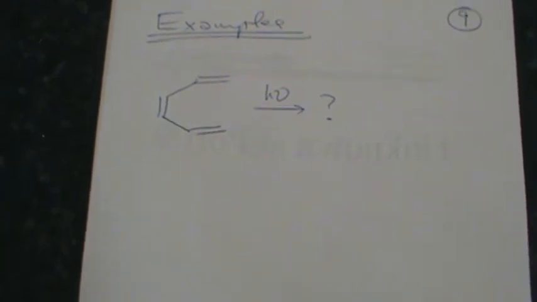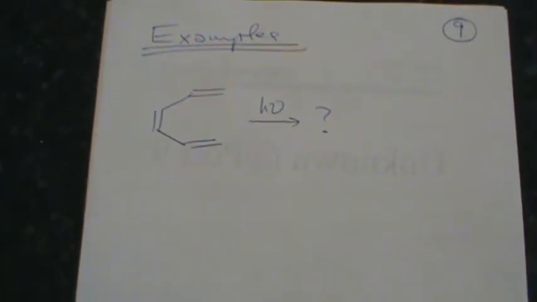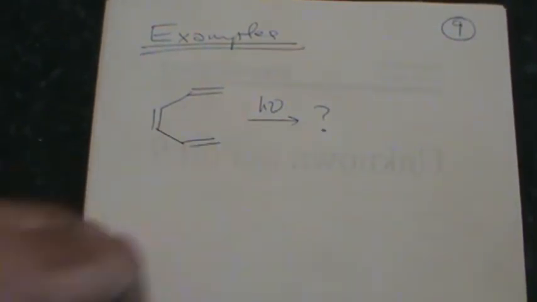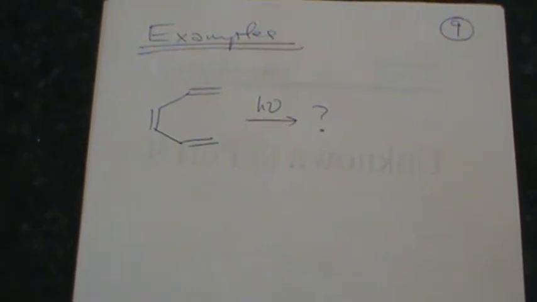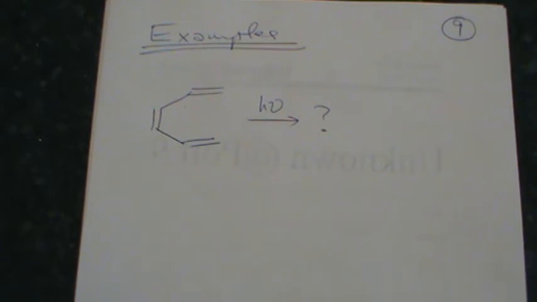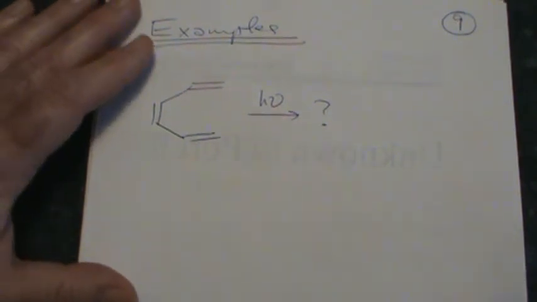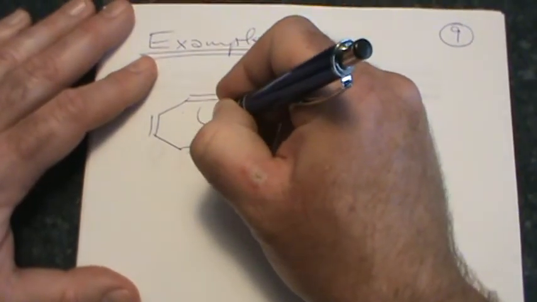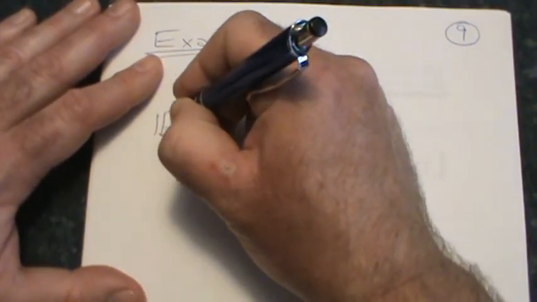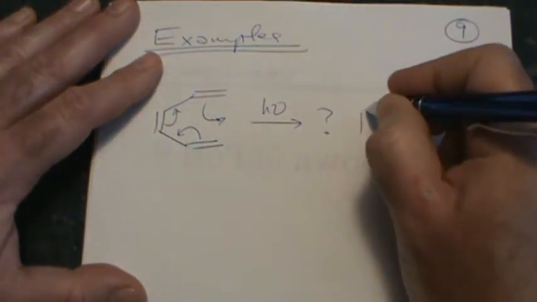So let's just look at an example. Here I have a hexatriene, which I'm now treating under photochemical reaction conditions. And the question is, what would the product look like? And is the ring closing reaction, conversely, in the opposite direction, the ring opening reaction, is it conrotary or disrotary? Well, this is going to form a new six-membered ring.